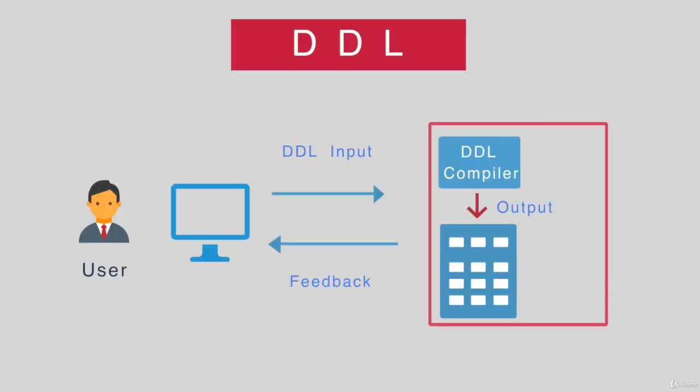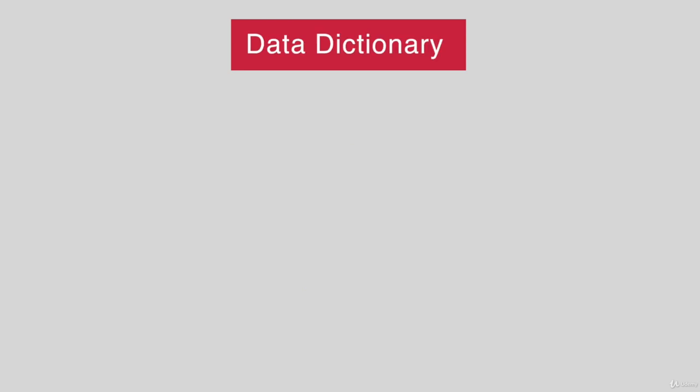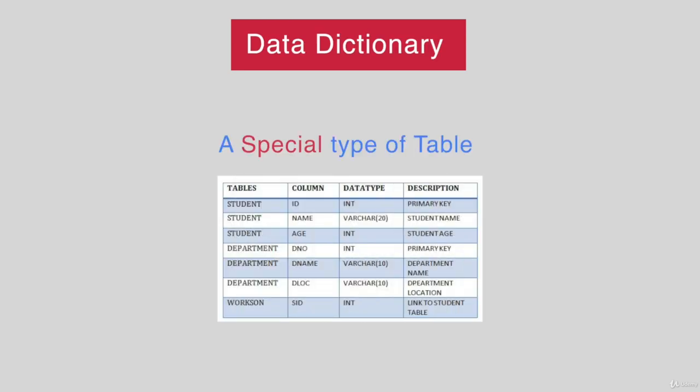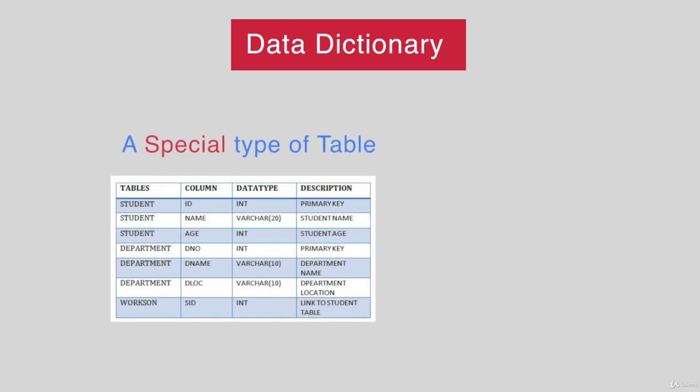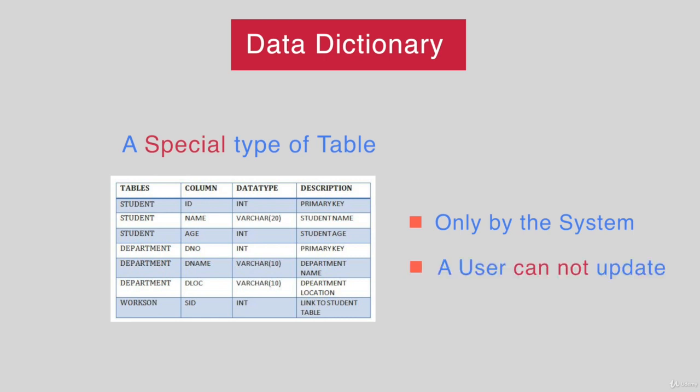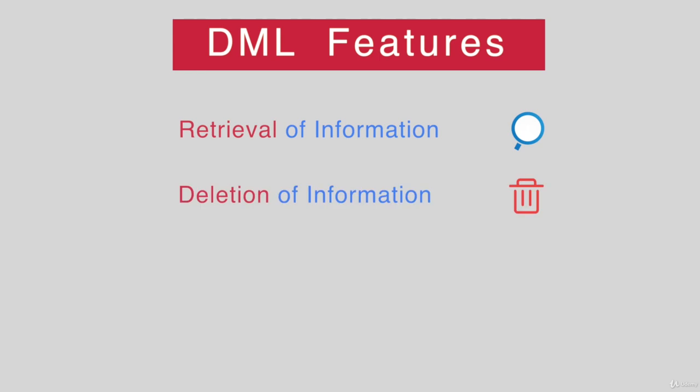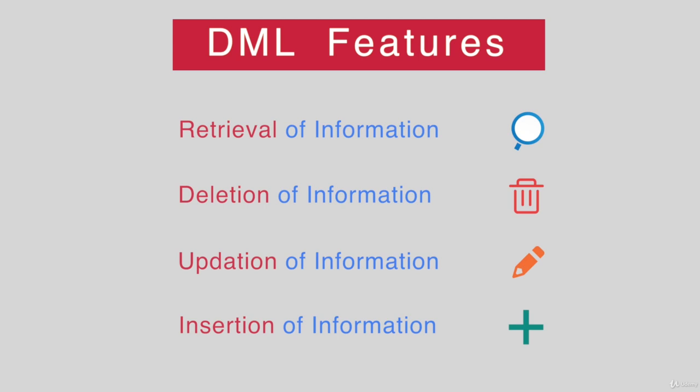The output of DDL is placed in the data dictionary or catalog, which contains metadata, that is, data about data. The data dictionary is a special type of table that can only be accessed and updated by the database system. A user cannot update the data dictionary. DML offers many features like retrieval, deletion, updating of information, and insertion of new information.